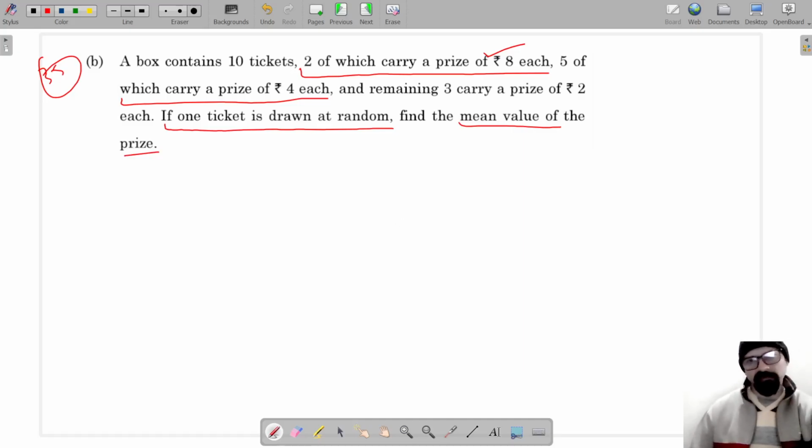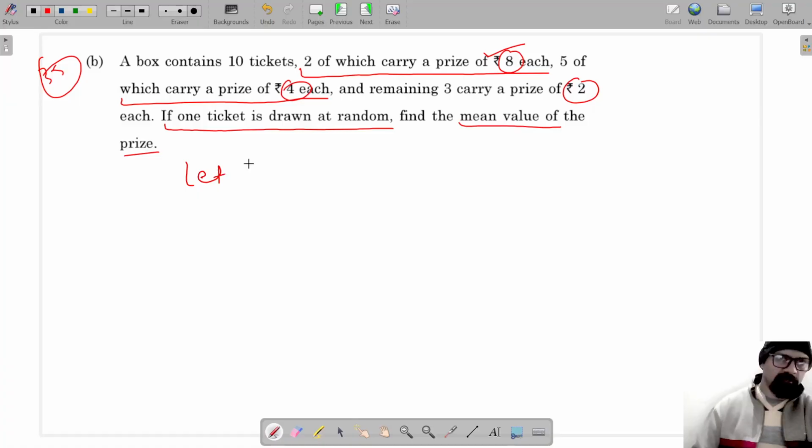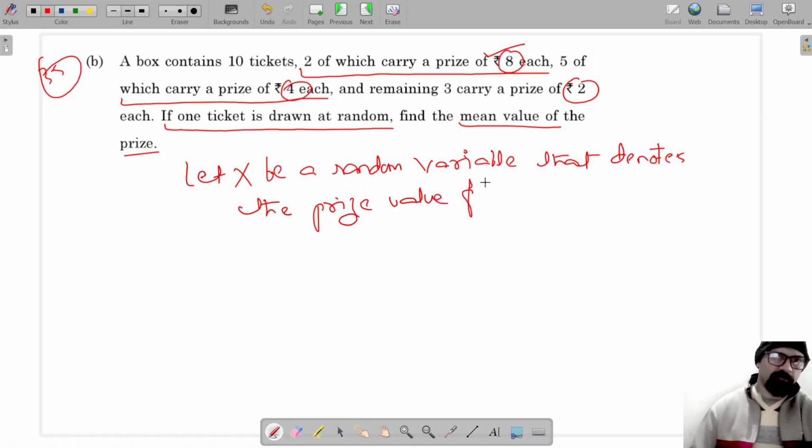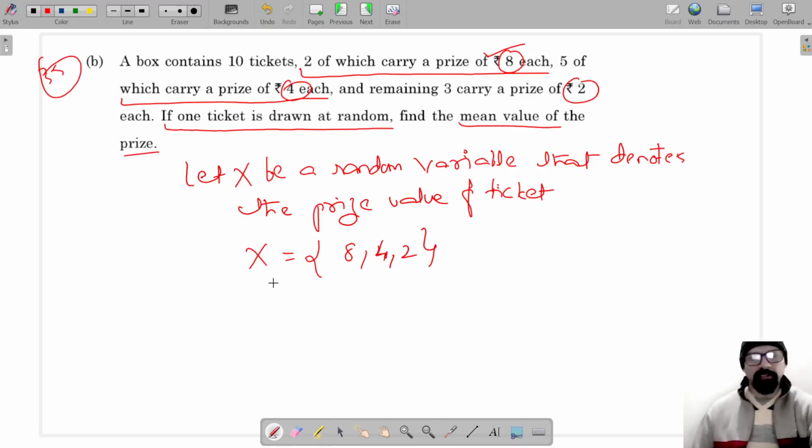नाउ, मीन वैल्यू ऑफ द प्राइस के लिए हमें बनाना पड़ेगा प्रोबेबिलिटी डिस्ट्रीब्यूशन टेबल. और यहाँ पे जो प्राइस वैल्यू है, टिकट की प्राइस वैल्यू जो है वो या तो 8 रुपए है या तो 4 रुपए है या फिर 2 रुपए है. सो हम मान लेते हैं X be a random variable that denotes the price value of the ticket. जो हमें बताएगा प्राइस वैल्यू ऑफ टिकट, क्योंकि टिकट पे प्राइस वैल्यू सिर्फ 8, 2 और 4 रुपए की है, तो इसका मतलब X जो वैल्यू ले सकता है वो है 8, 4 और 2. ये है टिकट की प्राइस वैल्यू. हर एक टिकट पे कुछ ना कुछ प्राइस वैल्यू है.